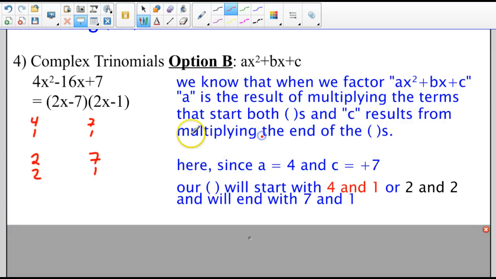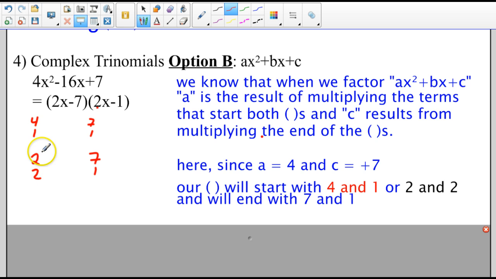Sorry, I have my pencil upside down here, that's why it's not working. I will start my bracket with the 2's, 2x and 2x. I will end my bracket with the 7 and the 1. And then in order to make sure I get a negative value in the middle, I'll need to have negative 2 and negative 14 when we multiply them through.